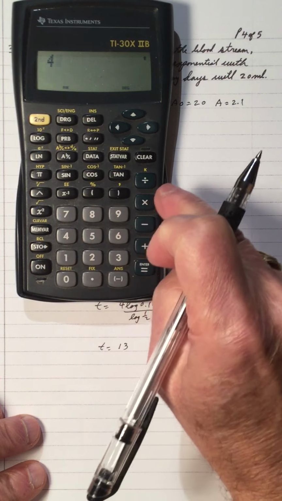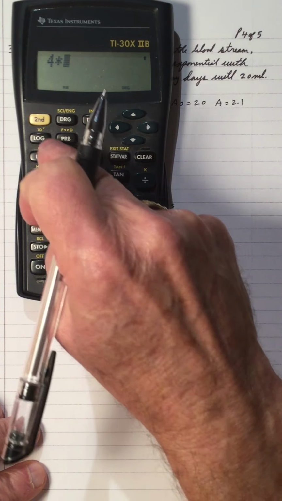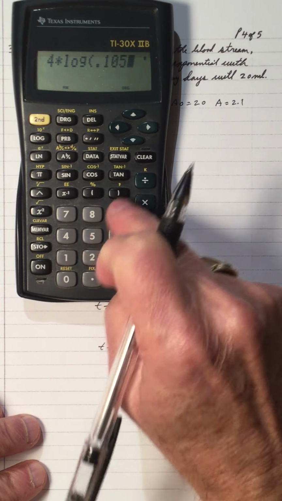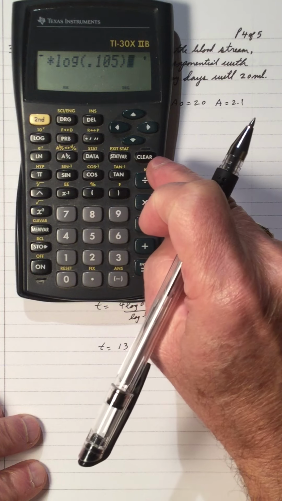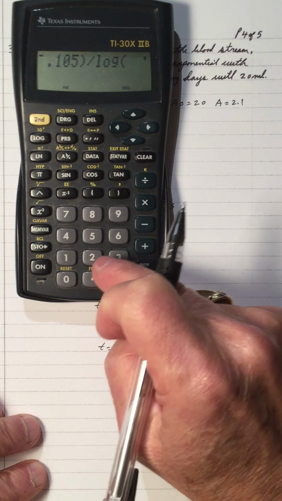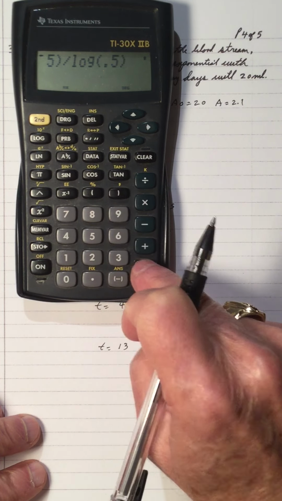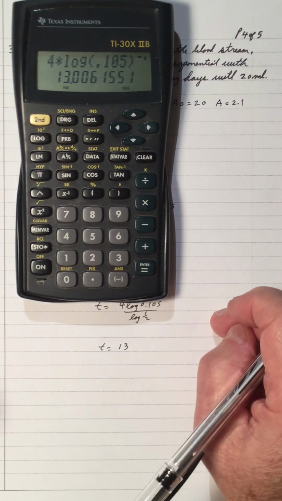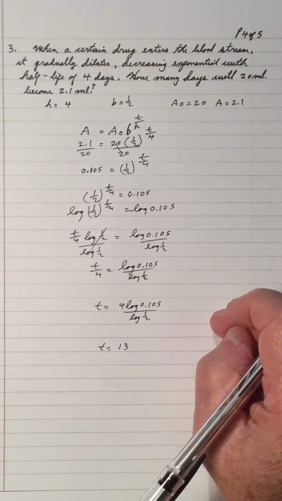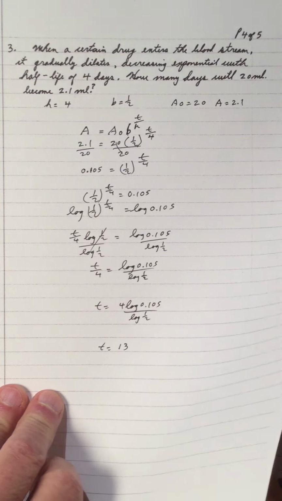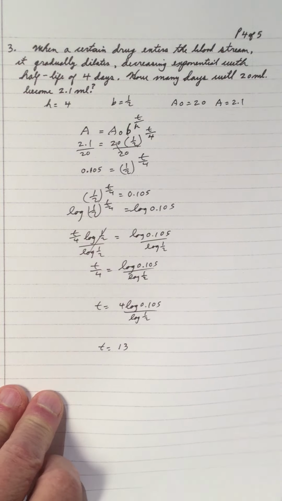Again, I'll show you that division. So we got 4 times log of 0.105, and we divide it by the log of a half, and the half is 0.5, and I'll get 13.006. So you can see it's very close to 13. And again, I made the problems come out not to be anything of a hassle. And we have one more to do.